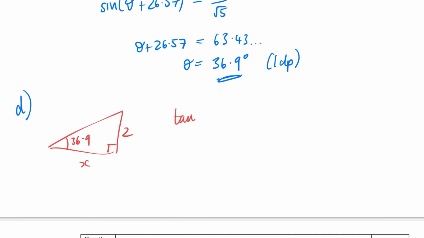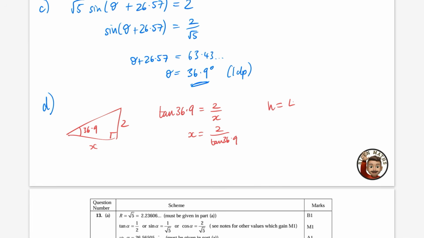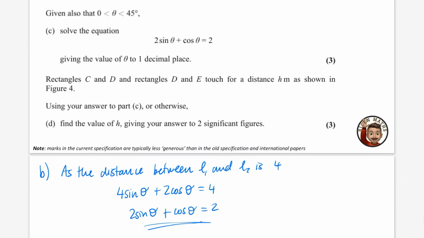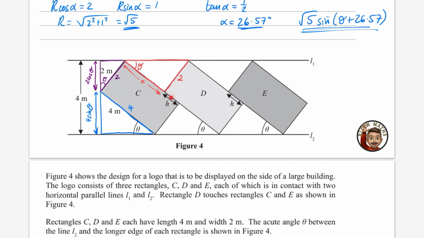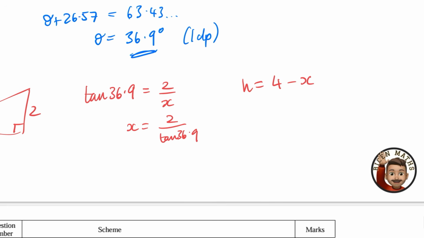So I can connect these together by using tan. Tan of the angle is equal to the opposite over the adjacent, which means that x is 2 over the tan of 36.9. And if we want to find out what h is equal to, it is 4 minus x. Let me just remind you of why that's true. This whole thing is 4, and we're removing x to find out what h is equal to. So h is going to be 4 minus 2 over the tan of 36.9, and we're going to give that answer to 2 significant figures.